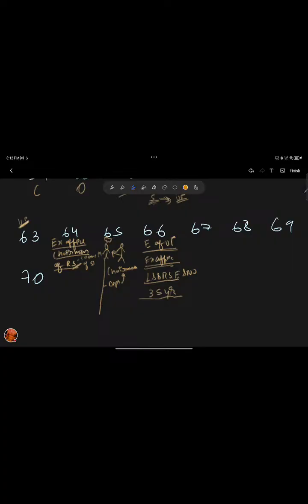And 66 tells about election of vice president. So what would be the manner of election of vice president, and ex officio chairman, and 35 years of age, and all of those things. Now what is 66?